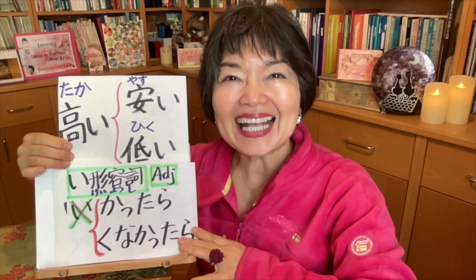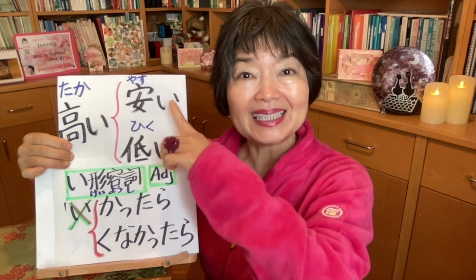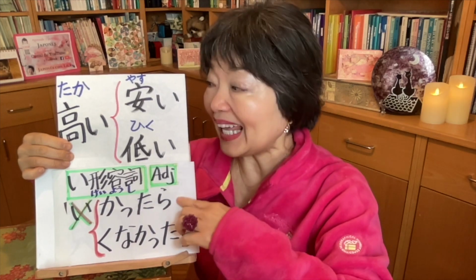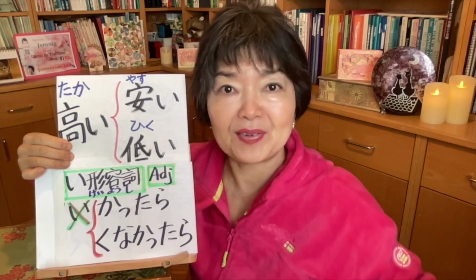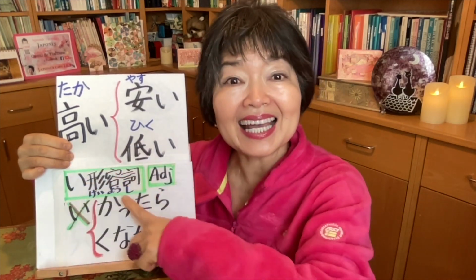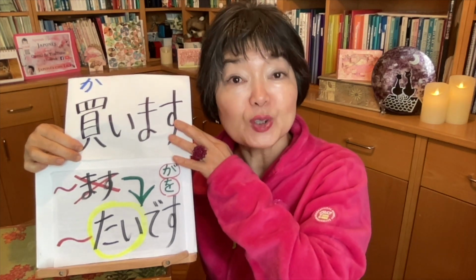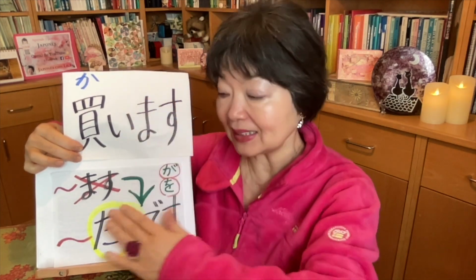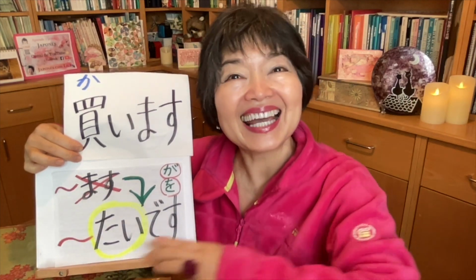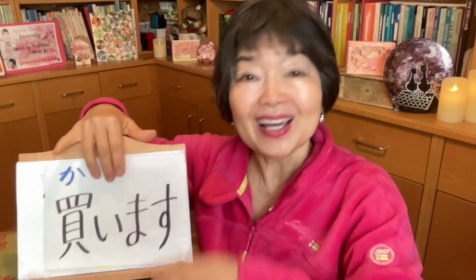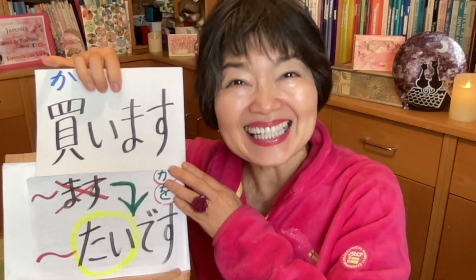If the shoes are cheap, I wanna buy them. The adjective cheap, 安い. So if they are cheap, 安かったら. And on the other hand, if it is very, very expensive, 高い, 高かったら. I wanna buy, the verb 買います to buy. And without ます and I add たい買いたいです. I want to buy 靴が安かったら買いたいです.